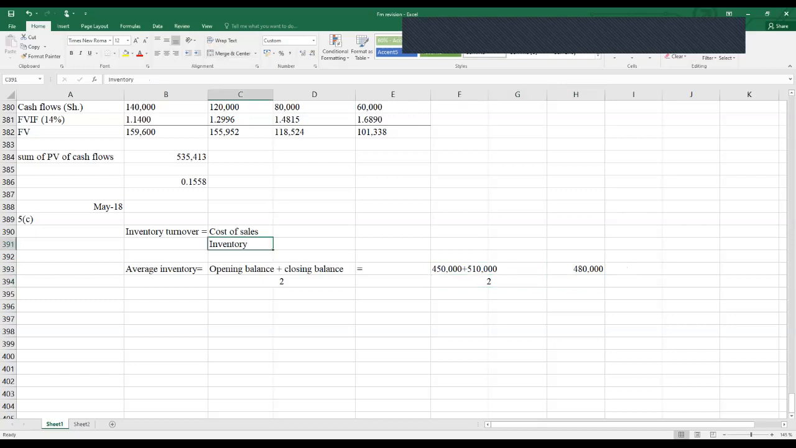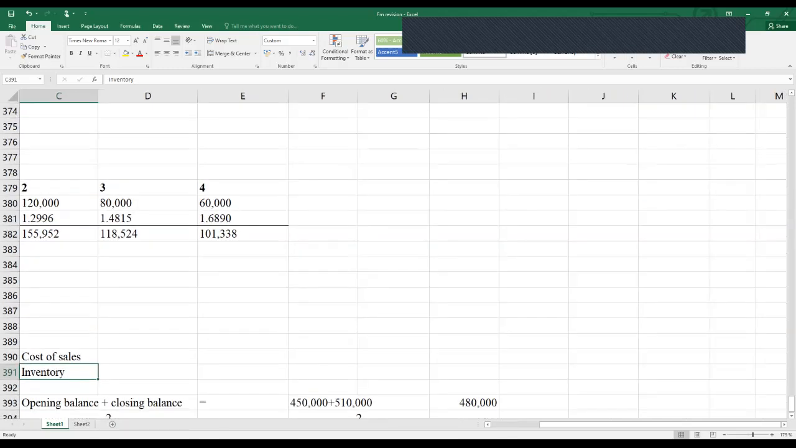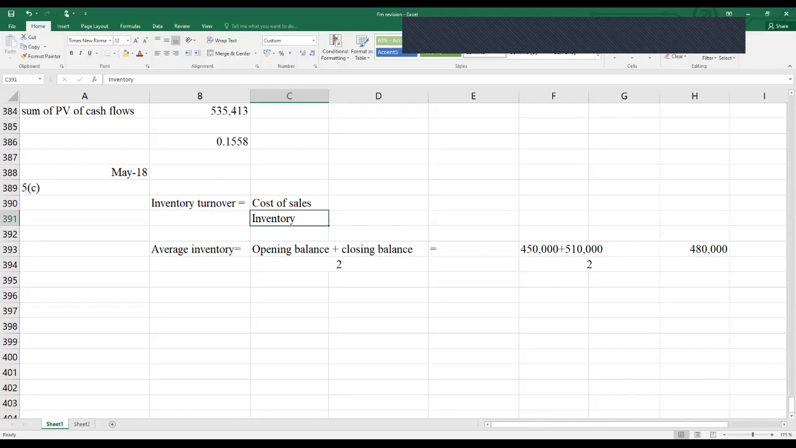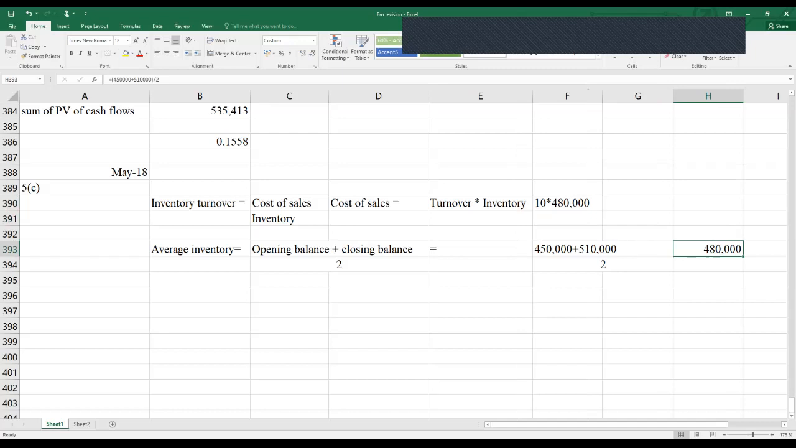Since we now have the average inventory and the turnover, we can get the cost of sales. We make the cost of sales the subject of the equation. Cost of sales will be equal to the inventory turnover times the average inventory balance. The turnover from the question was 10 times, so it will be 10 times the average stock you've just obtained, which is 480,000. That gives the cost of sales, which is equal to 4.8 million.